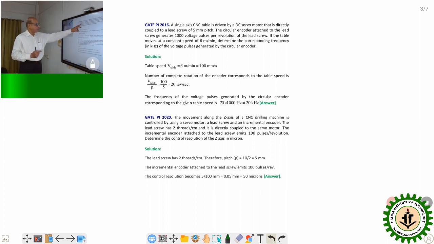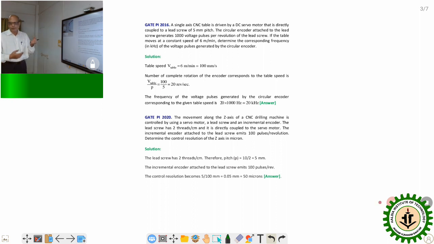So these two problems are basically almost the same. Only thing is that here pitch is defined in a different fashion. 2 threads per centimeter means in 1 centimeter there are 2 threads. So the distance between 2 consecutive threads, which is here the pitch, will become 10 by 2, that is 5 mm. The incremental encoder attached to the lead screw emits 100 pulses per revolution. That means for 5 mm displacement, the number of pulses emitted by the encoder is 100.